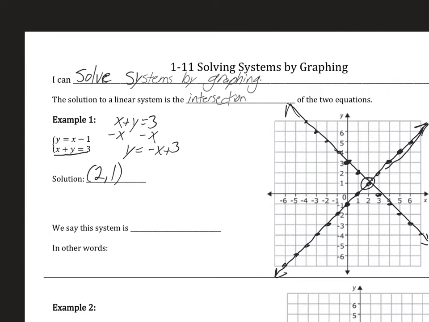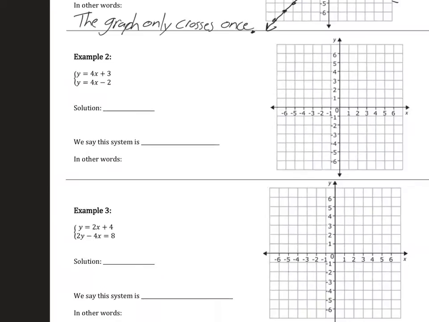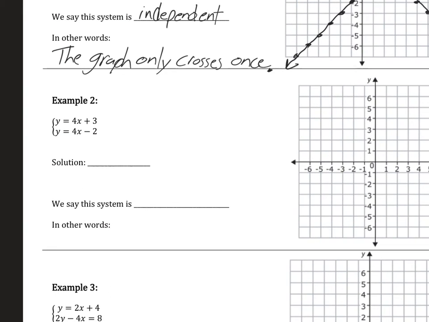We say that this system is independent. So independent. In other words, the graph only crosses once. Okay, so if it only crosses once, it is called independent. Okay, let's go ahead and try out the second one.